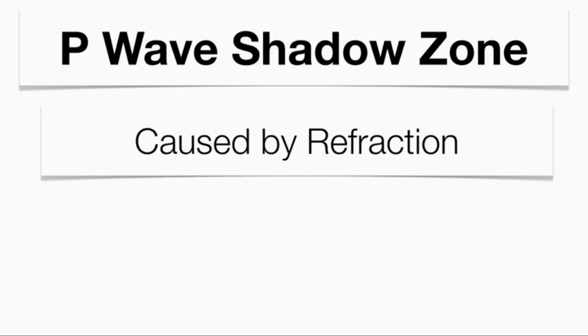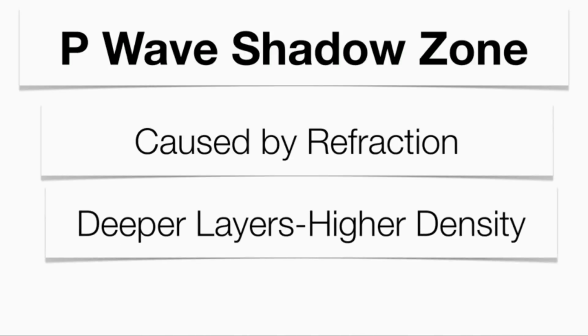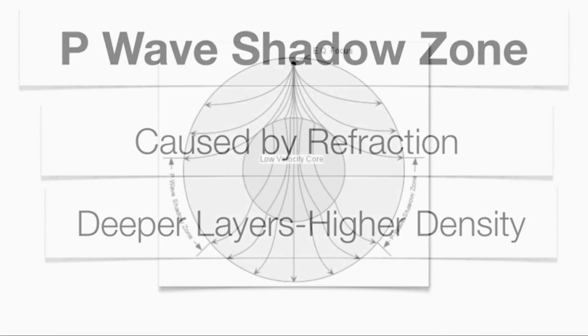It's caused by refraction. Because our different layers in the Earth have different densities, our P waves are going to change direction as they go from one layer to the next. And as they change direction, they're going to miss their targeted point as they travel throughout the Earth. The deeper the layer, the higher the density, the more the P wave is going to refract.